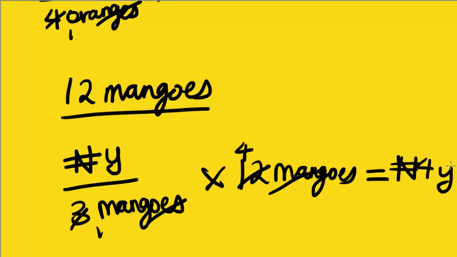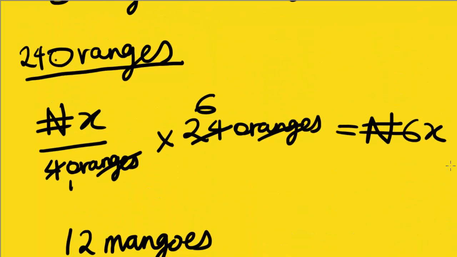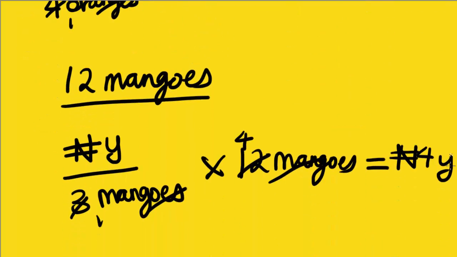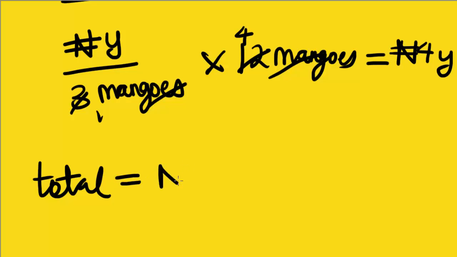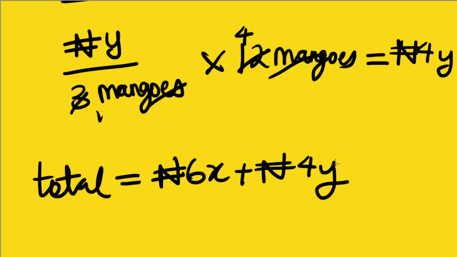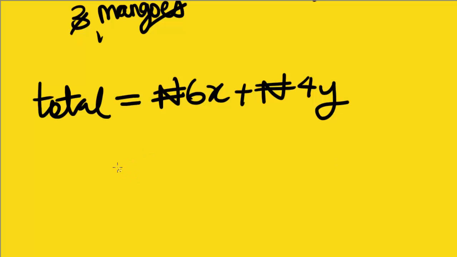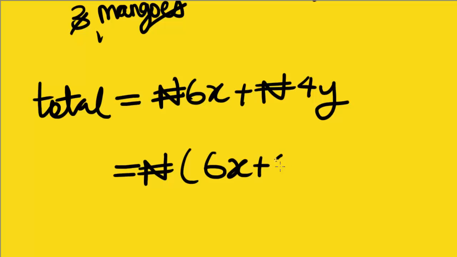So therefore, in total, he bought 24 oranges, he paid 6X naira. He also bought 12 mangoes and paid 4Y naira. Therefore, the total amount he paid is the 6X naira for the oranges and the 4Y naira for the mangoes. So in terms of X and Y, this is how much he paid. I can put it this way. And that is how you do it.